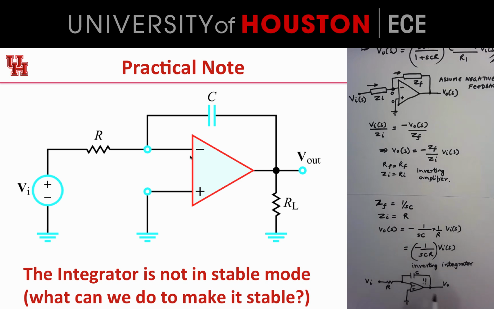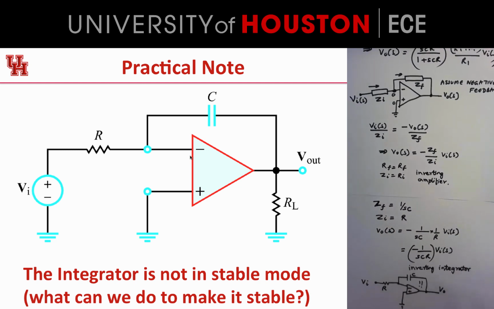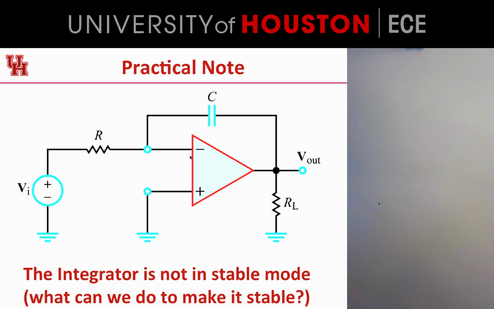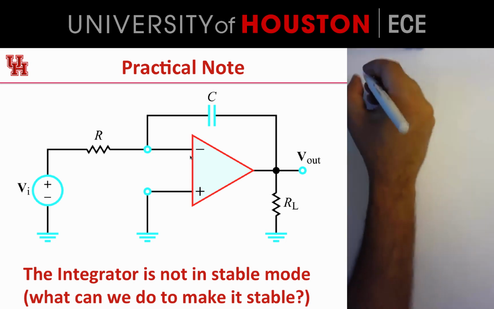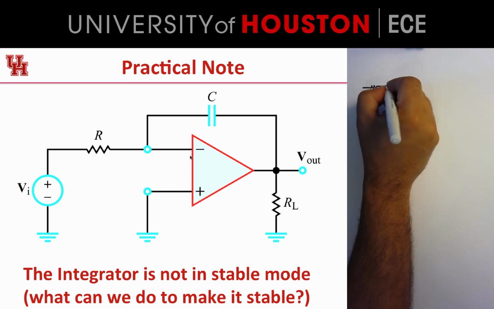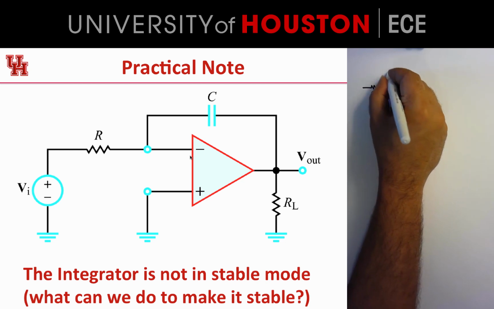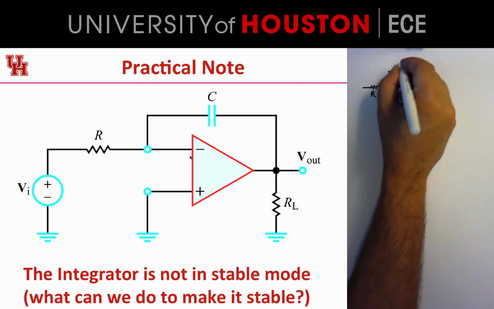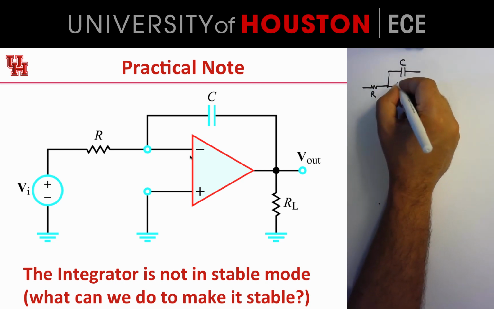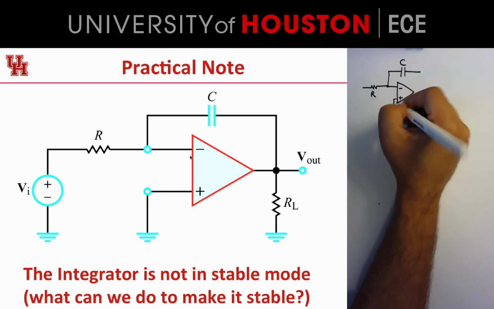But on the other hand, an integrator is a nice thing to have, right? So what do we do in practice? What we do in practice is we try to approximate this guy. So let's see how we do that. So we saw that we had the integrator circuit, which has an R, a C, like that.